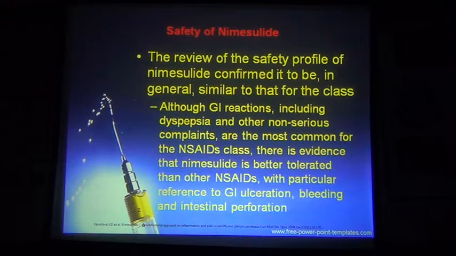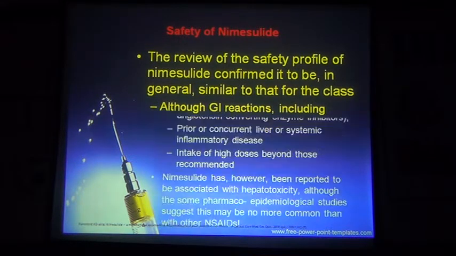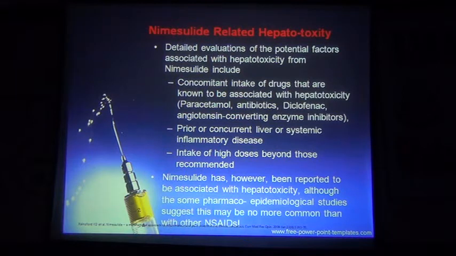Next, the safety profile. NSAIDs are mainly metabolized in the liver. The GI profile is better tolerated and safer than the others. Regarding hepatotoxicity, however, pharmacoepidemiological studies suggest it is no more than other NSAIDs.